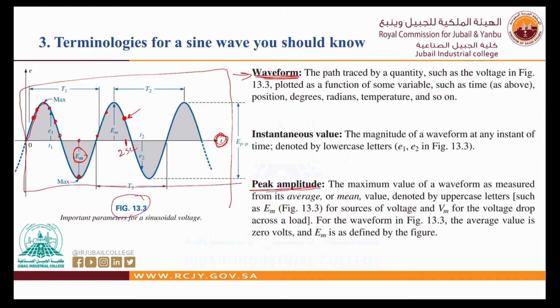For the waveform in figure 3.3, the average value is 0 volt. Why is it 0? If you look here, this point is almost the same as this one. What is the average between this point and this point? It is 0, because they are almost the same. The positive maximum value is equal to the negative maximum value. So the average value is 0 volt and EM is as defined by the figure.